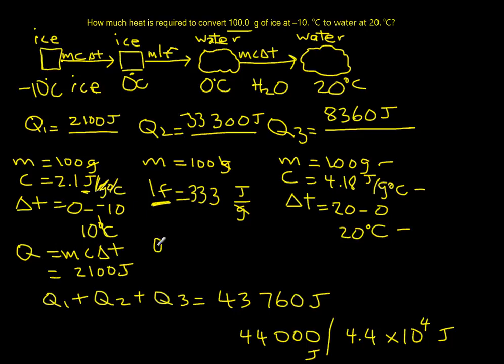Same thing going on here. Our formula initially looks like this, M times LF, and of course, when we multiply these together, we get 33,300 joules, or grams cancel in this case. And last but not least, Q is equal to MC delta T. And again, our answer is going to be expressed in joules. Grams are going to cancel, and our Celsius cancel.